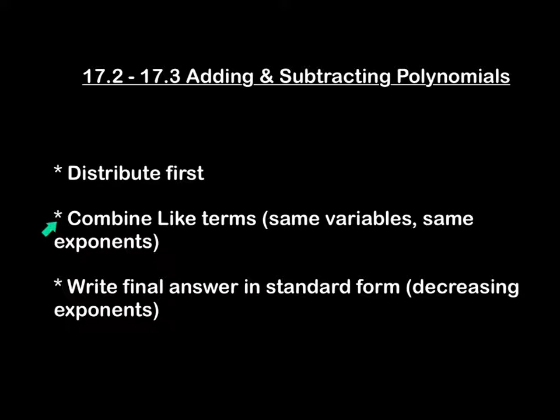The next rule is that we need to combine like terms. Just like today, that means you have to have the exact same variables with the exact same exponents. And then the last thing, we want to write our final answer in standard form, so we are decreasing the exponents. For example, you would have like x to the 5th, and then maybe an x to the 3rd term, and then x squared, right? You have to put them in that order, 5, 3, and then 2.